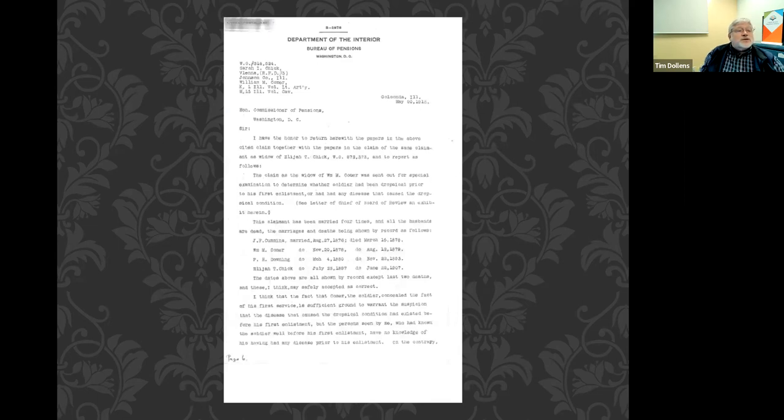Here's a letter that was written to the pensions office by Sarah Chick in regards to her claim. And right here, if you look down in the middle, it says, this claimant has been married 4 times and all husbands are dead.